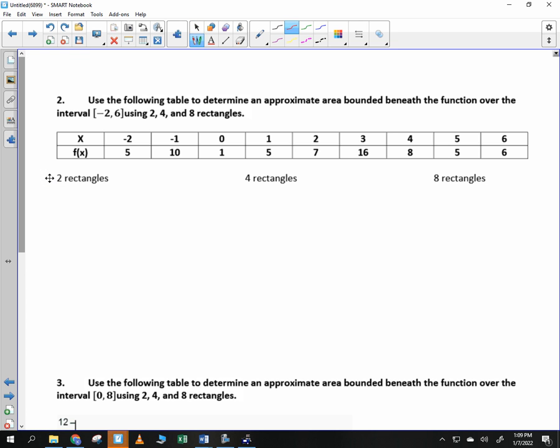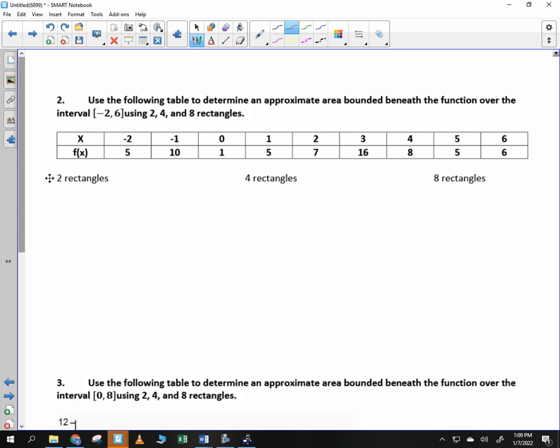Here we go. What's different about example number 2? A table. We do not have a function represented as a graph, do we? I don't think that this is going to be a problem for us. It says use the following table to determine an approximate area bounded beneath the function over that interval. I'm going to use 2 rectangles.